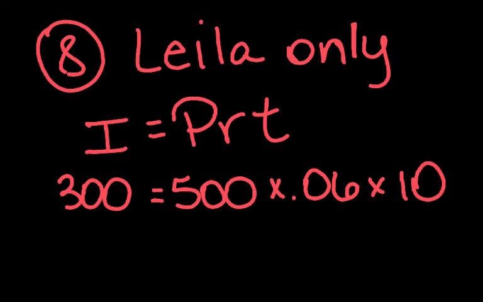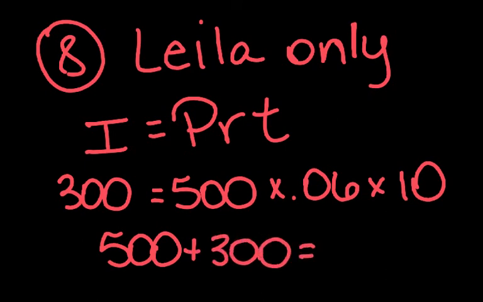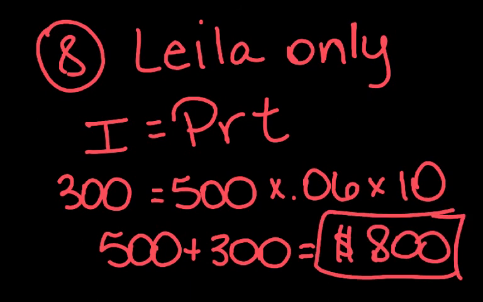And then it wants to know how much is in the account after the 10 years. Well, don't forget she put $500 to begin with, so you're going to add the $500 plus the $300. And that gives her a total of $800 in her account. You're not going to pick an answer choice because obviously F or H could be the answer.